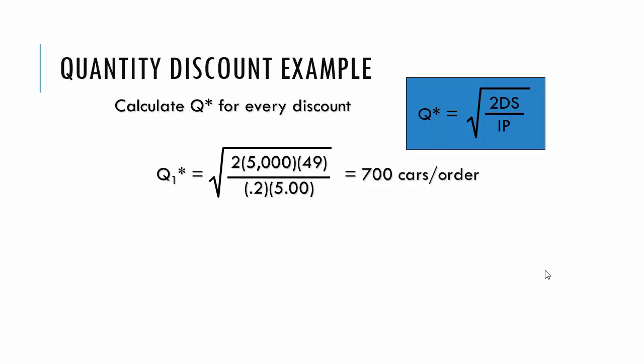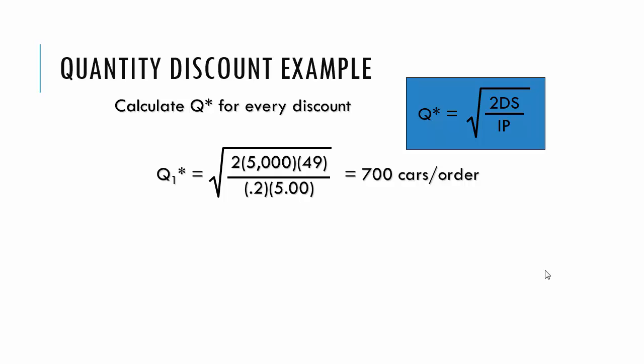So here it looks like we're doing toy cars. We have an annual demand of 5,000. We have a setup cost of 49 bucks. It's a 20% holding cost, and for the first point we're doing $5, with no discount. We see 700 cars per order, which makes sense. It's less than 1,000 to get the next discount.